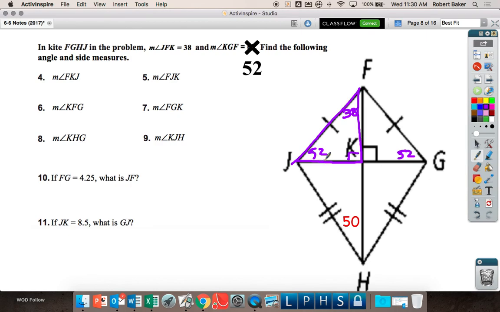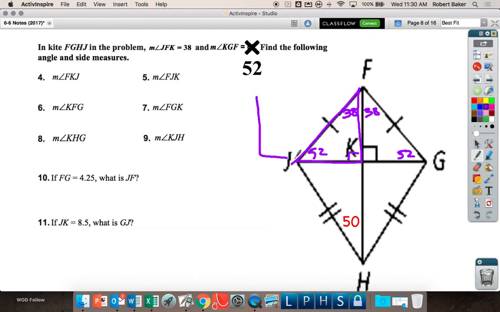Now, you could have said, Baker, we don't need that because this big triangle is an isosceles triangle and base angles are congruent. That works there. All right, so how big is this angle? 38. Well, you can say it's 38 because 38 plus 52 plus 90 equals 180. Or the long diagonal bisects the opposite angle. So if this piece is 38, this piece has to be 38.